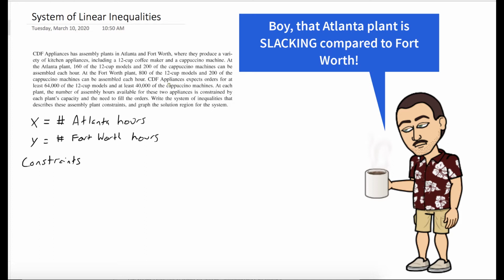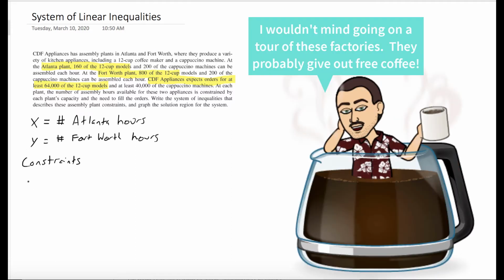So we'll start by looking at the 12-cup model. And we need to make at least 64,000 of these. Well, the Atlanta plant could make 160 per hour, and the Fort Worth plant could make 800 per hour. So our constraint is 160 times the Atlanta hours, which is X, plus 800 times Y must be greater than or equal to 64,000.